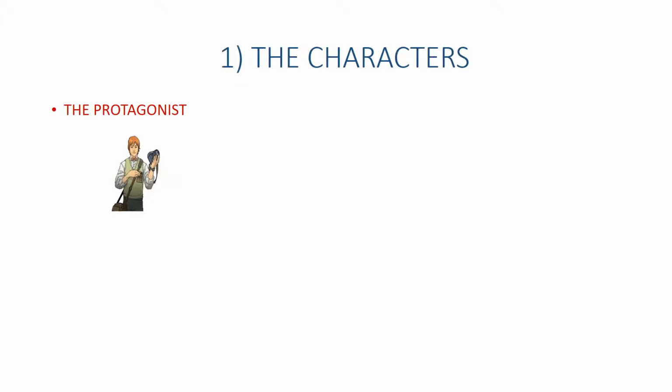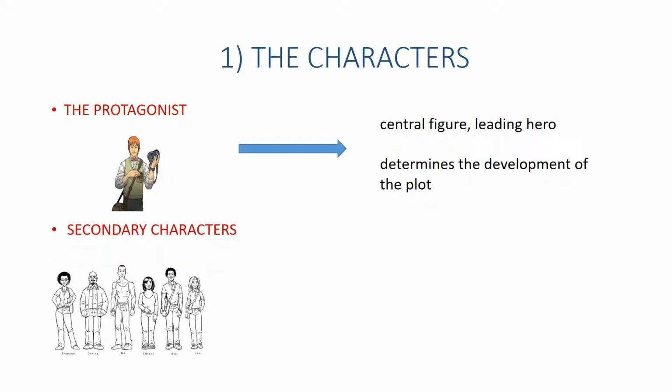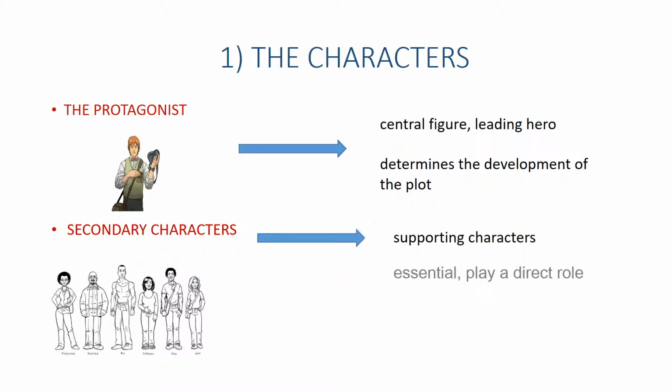In every story, there is the main character called the protagonist, who determines the way the plot will develop and the actions that will take place. However, secondary characters are also very important because they supply additional details, explanations, or actions which help move the story along. These can be divided into supporting characters and minor characters.